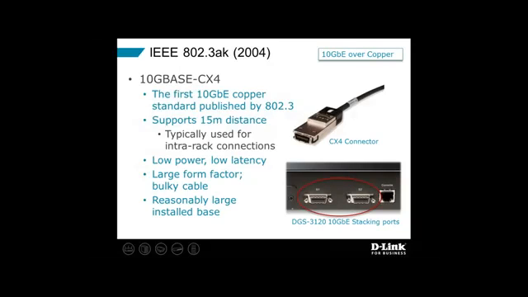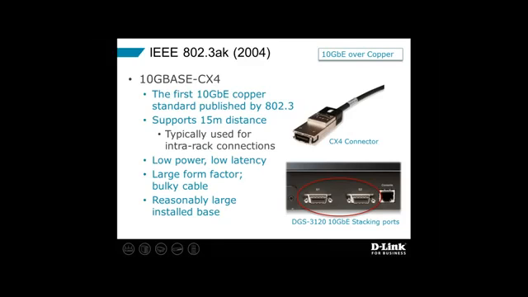So we just did a lot of discussion about 10 gig over fiber. I'm going to now talk a little bit about 10 gig over copper because there are several different ways I can do that. And the first one I want to talk about is CX4. This was actually one of the IEEE standards, 802.3ak, back in 2004. And you can see a picture here of a CX4 connector and a CX4 cable.